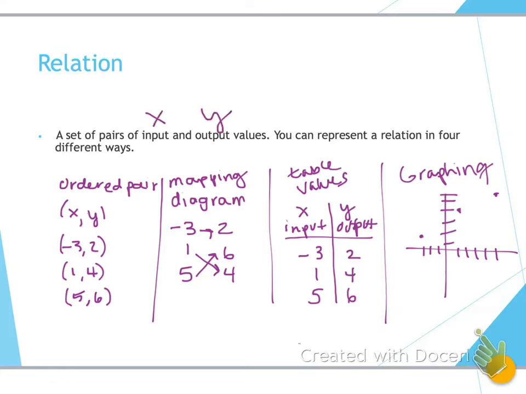You can write it as ordered pairs, like this. You can write it as mapping, so the arrows go to the point. So we've got -3 going to 2, so the point is (-3, 2). You've got 1 going to 4, so the point is (1, 4). 5 going to 6, so the point is (5, 6). You could have a table with input and output values, these representing your x's, these representing your y's, and then you could also graph the points.